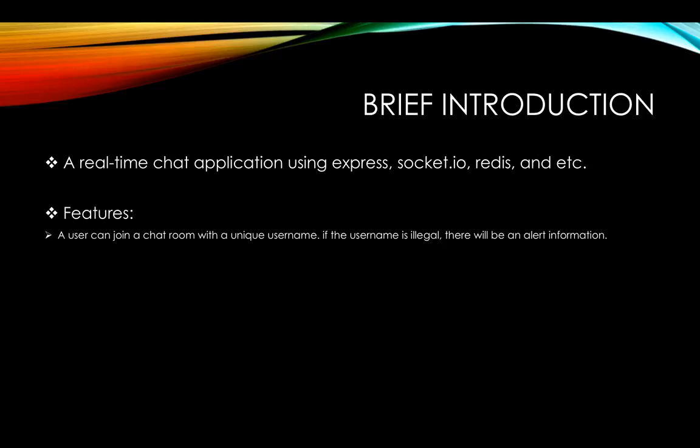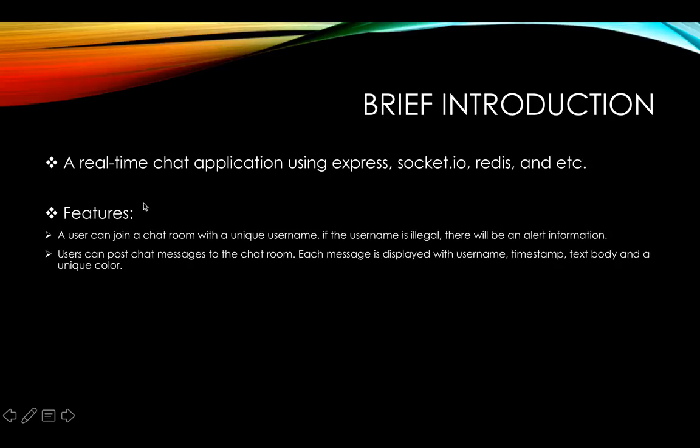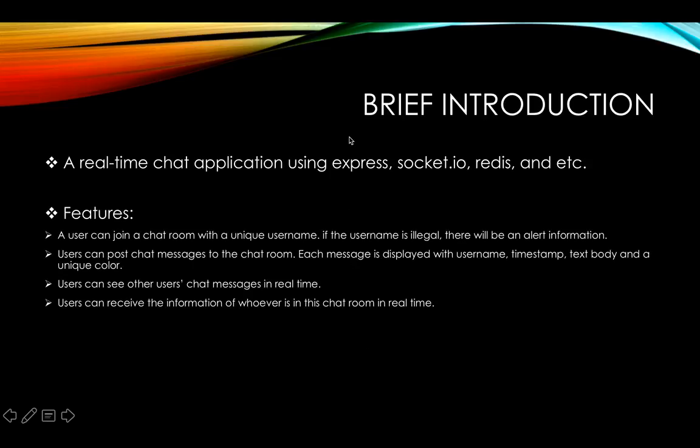It has many features. A user can join a chat room with a username, and if the username is illegal, there will be an alert message. And users can post chat messages to the chat room. Each message is displayed with username, timestamp, text body, and a unique color. And users can see other users' chat messages in real time. Users can receive the information of whoever is in the chat room in real time.